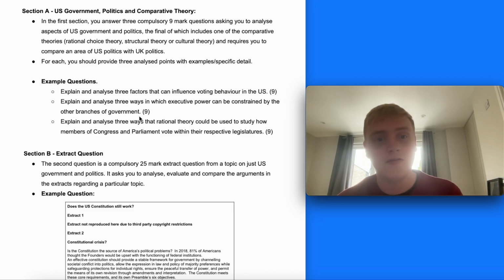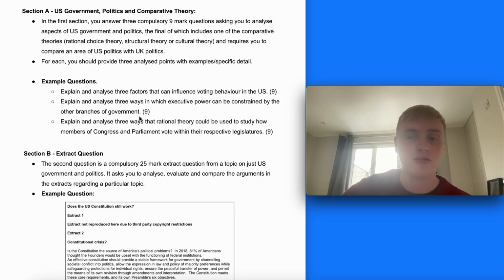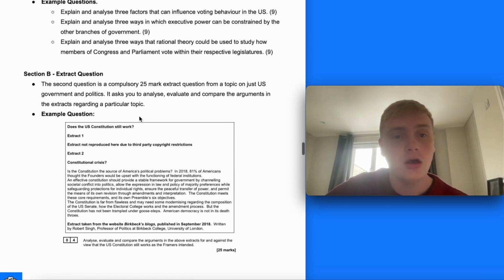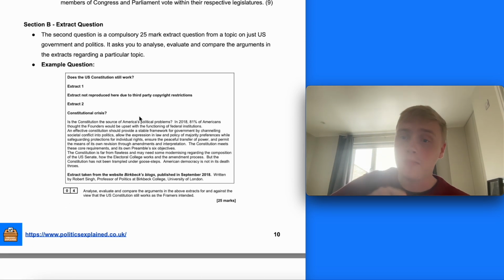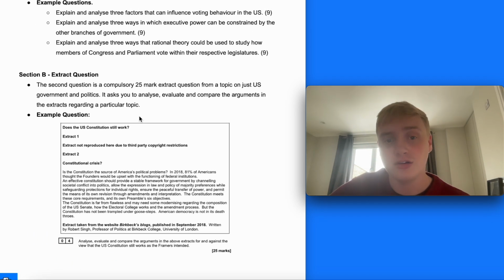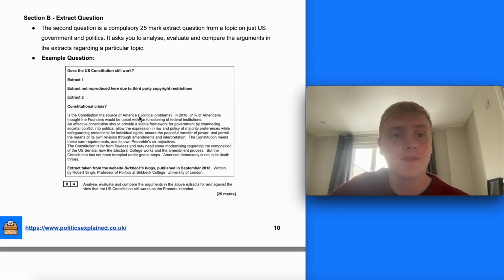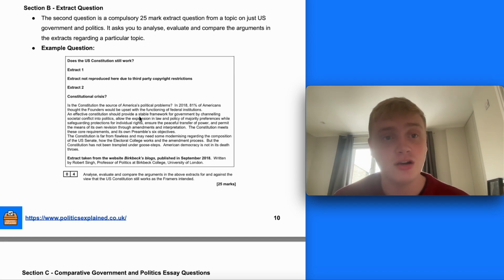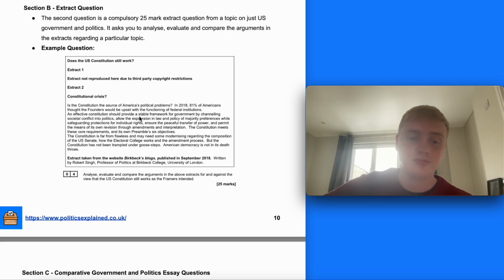So 3 factors can influence voting behaviour in the US, and this can come from any part of the US course. You then have an extract question that again is compulsory, no choice, that's just on the US, it's not comparative. So that third 9-marker is comparative to the UK. This 25-mark extract question asks you to analyse and compare arguments in the extract about a topic from US politics, whether that be Congress, the presidency, democracy and participation, or anything else.